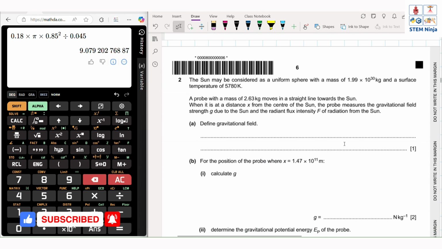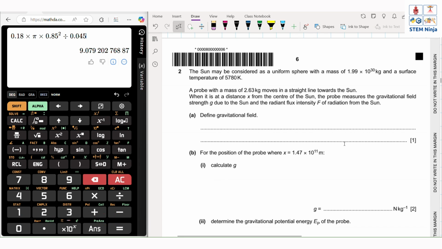Now, question number 2. The Sun may be considered a uniform sphere of mass 1.99 times 10 raised to power 30 kgs and a surface temperature of 5780 Kelvin. A probe with a mass of 2.63 kilograms moves in a straight line towards the Sun. When it is at a distance x from the center of the Sun, the probe measures the gravitational field g due to the Sun and radiant flux intensity radiation of the Sun. Define gravitational field.